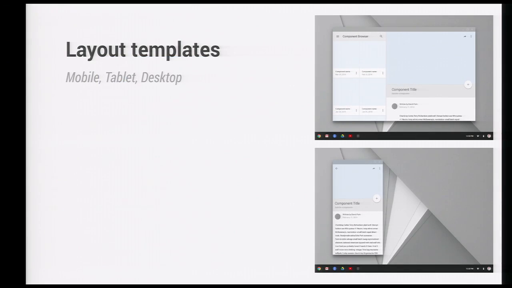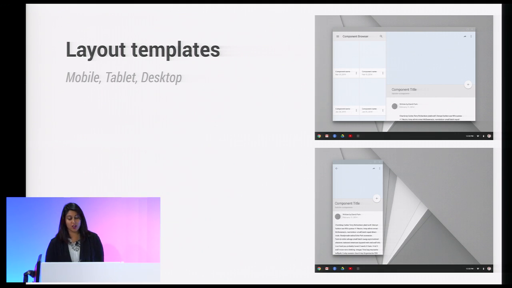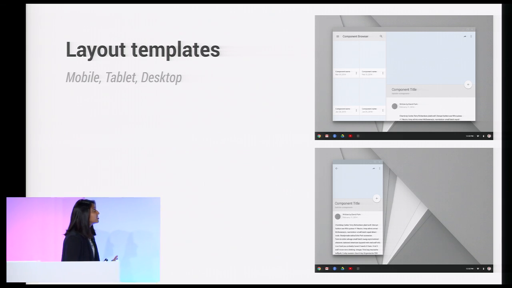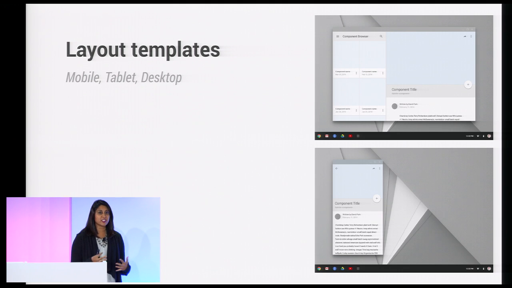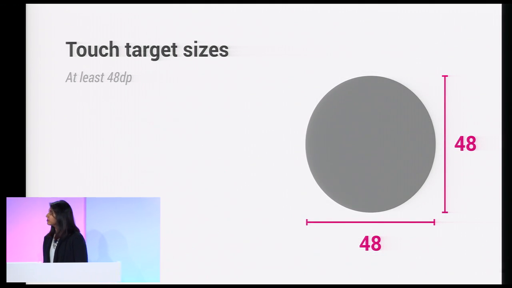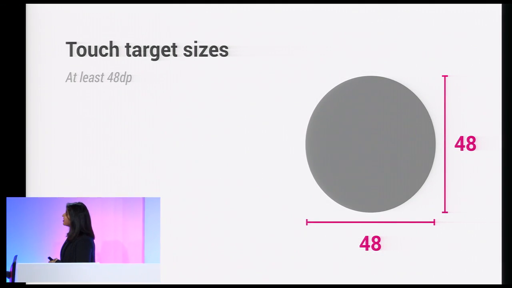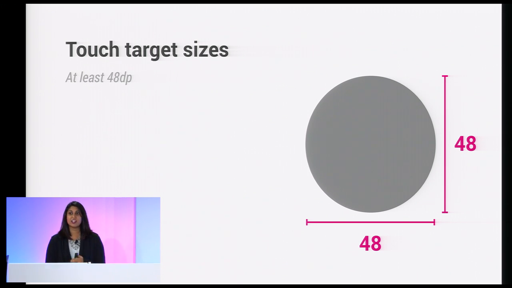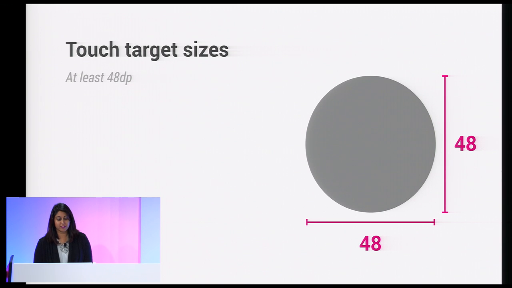There are a number of layout templates available to you on the online spec for mobile, tablet, and desktop. And they give you an idea of how keylines and spacing can work across screen sizes, window sizes, different structures, and different elements. And if you're building an app designed for touch input, you should really make your touch targets 48 by 48 in DP, whether the icons or elements within that 48 by 48 take up that full space or not.